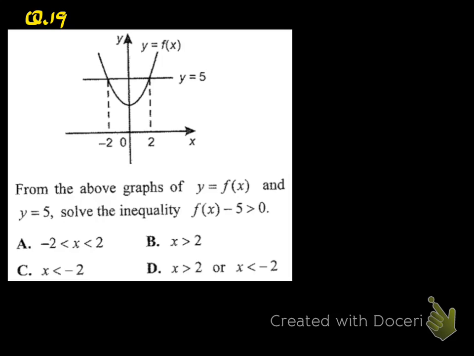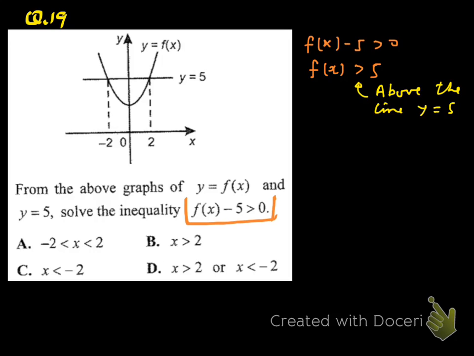In this question, we want to solve the inequality f of x minus 5 bigger than 0. So let's rephrase this and say f of x is bigger than 5. That means the function value, the y value, is bigger than the value of the line. So it's above the line y equals 5. So the area of that would be the two ends, and that is area D.